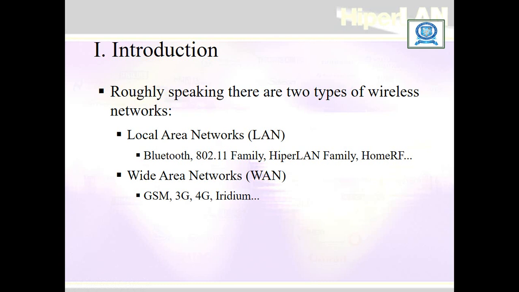Roughly speaking, there are two types of wireless networks available in the world. The first one is the local area network, and the other is the wide area network. For local area networks, the examples are Bluetooth, the 802.11 families, the HIPERLAN families, etc. And for wide area networks, we have GSM, 3G, 4G and 5G, etc.